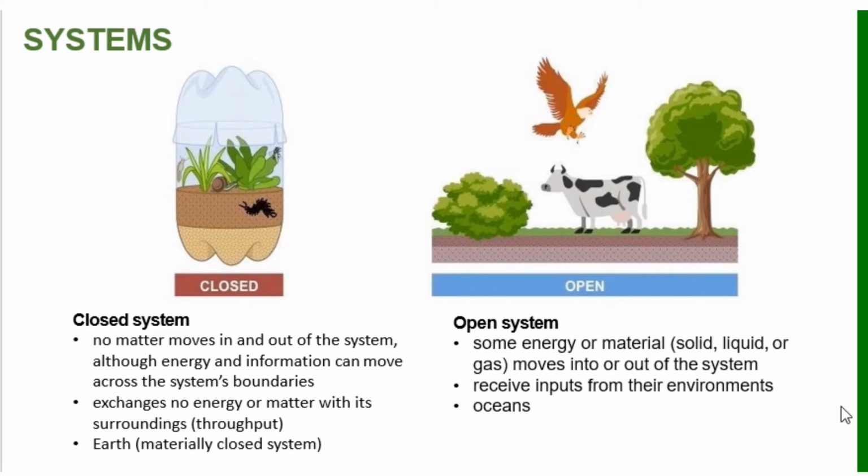It receives inputs from the environment, unlike here in the closed system, where it does not. And the best example for the open systems is we have terrestrials, we have oceans, etc. So most of our environment is an open system.